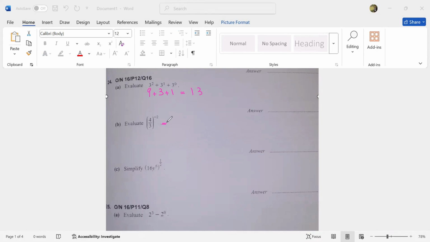Again, the negative power here. To make the negative power positive, we are going to do the reciprocal, 3 upon 4, and the negative power turns into the positive power. Simply taking squares, 3 square is 9, and 4 square is 16. Next, simplify 16 by 6 raised to the power half. Again, we are going to separate out.